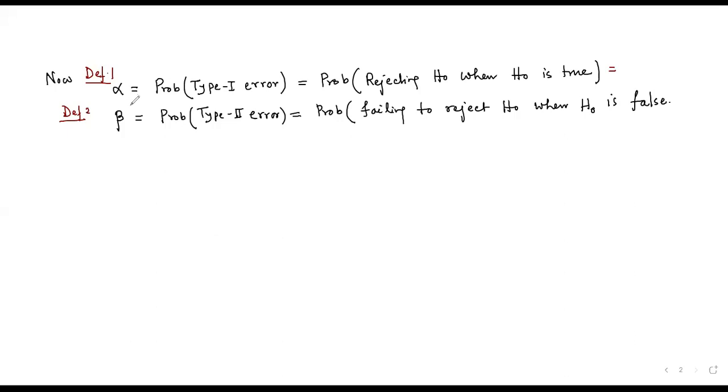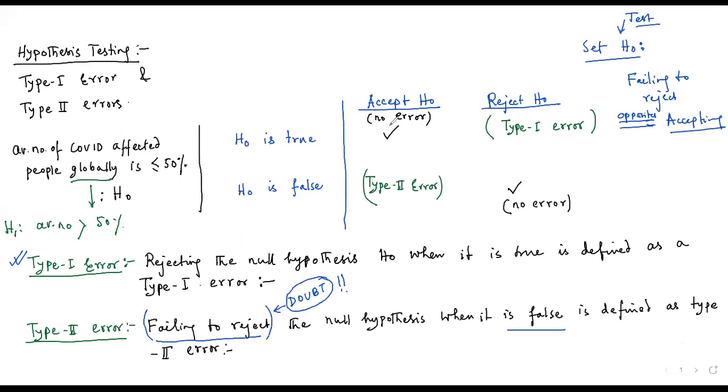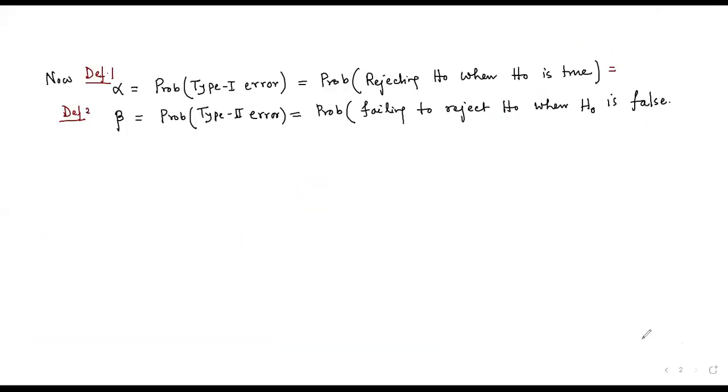You see, two definitions have been written over here. I'm actually defining a probability. Whenever I'm rejecting the null hypothesis or accepting the null hypothesis, I'm doing it with some sort of probability. The probability of rejecting the null hypothesis when it is true is denoted by alpha, and the probability of failing to reject the null hypothesis when the null hypothesis is false is denoted by beta.